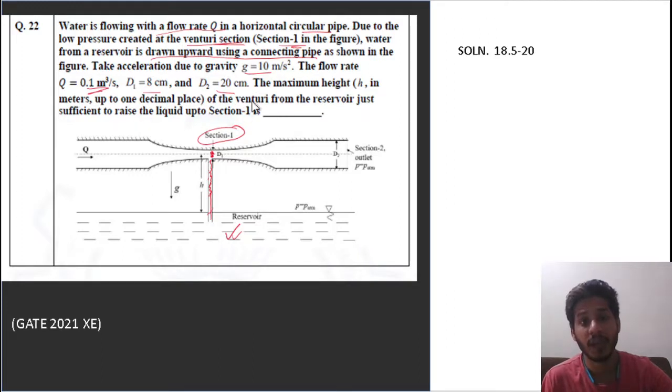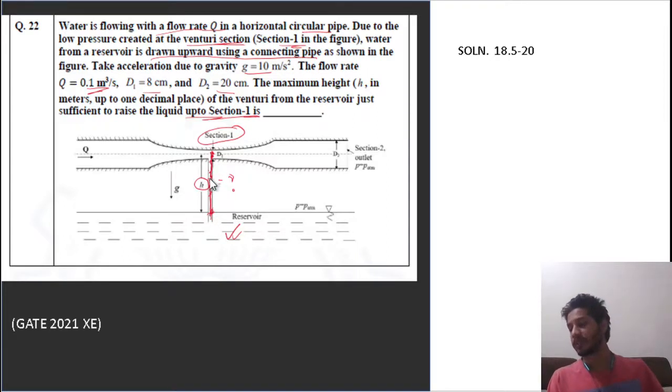What is the maximum height of the venturi from the reservoir sufficient to raise the liquid up to this section? What is this height which is required, so that the water from this reservoir reaches this level?